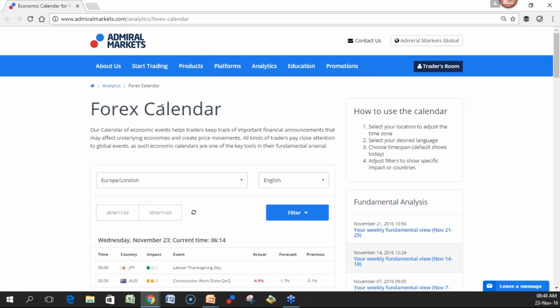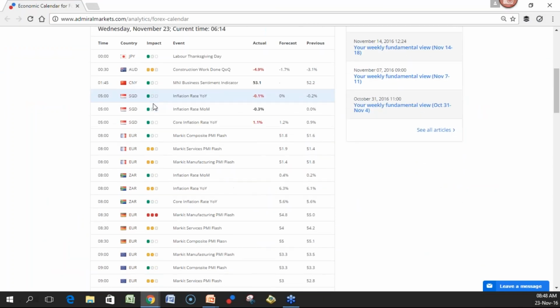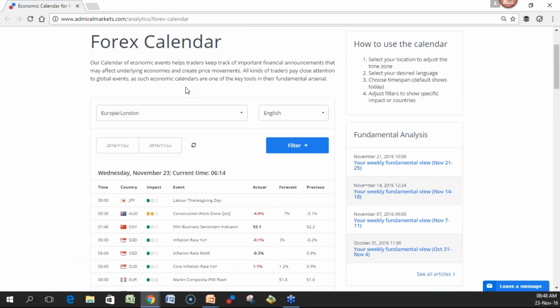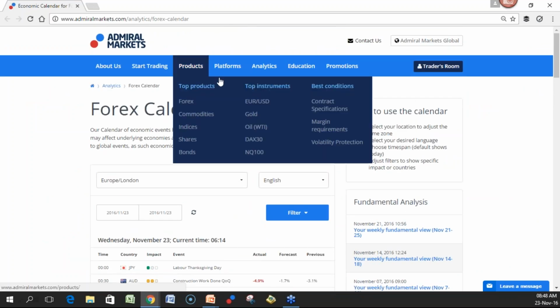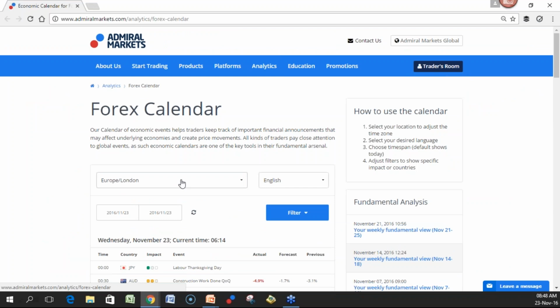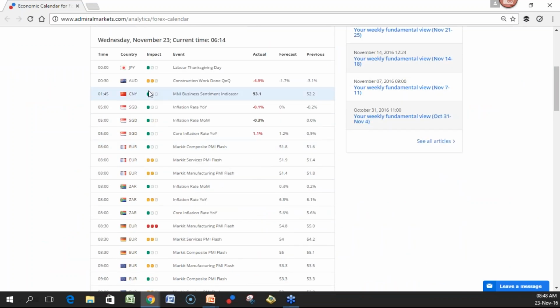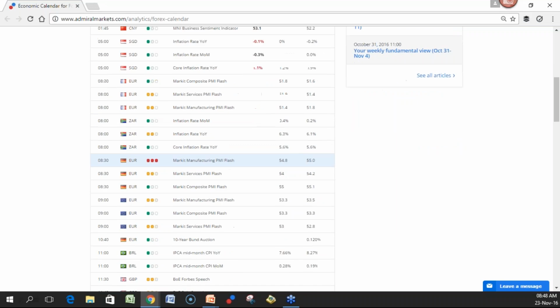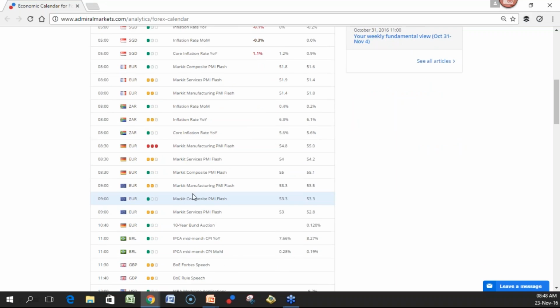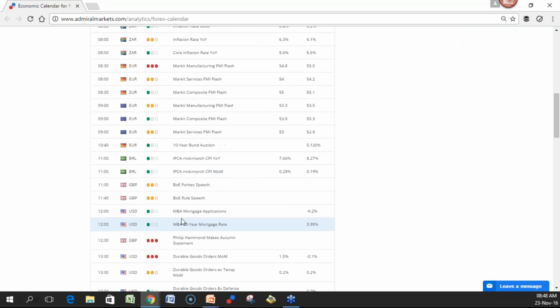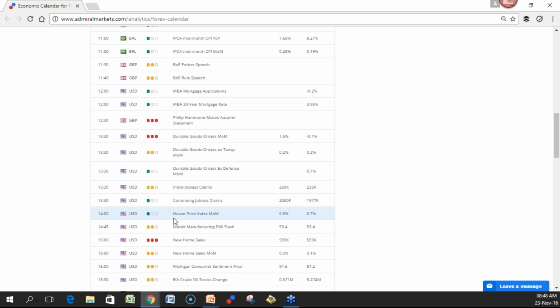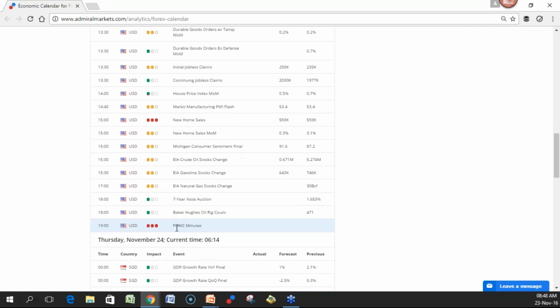Regarding that calendar, basically today there are several news events. You want to check that out by going to admiralmarkets.com, click on analytics, go to Forex calendar. You'll see a long list of news events. Their impact is highlighted in colors, as you can see. The PMI Germany manufacturing is one of those red tagged events. Pound has a red tagged event. Dollar too, several dollar ones, including FOMC minutes.